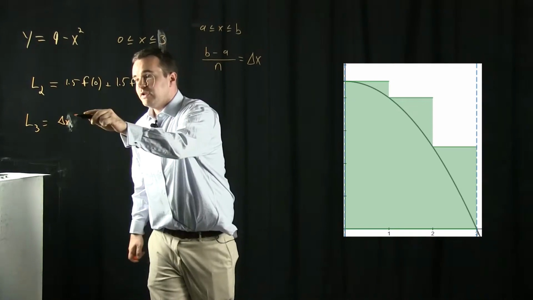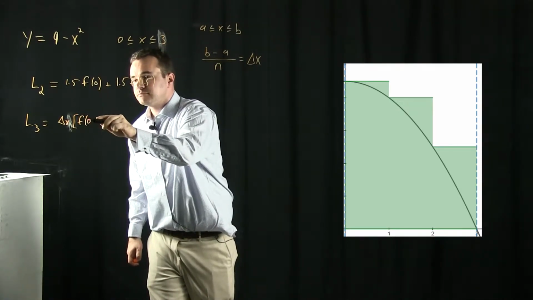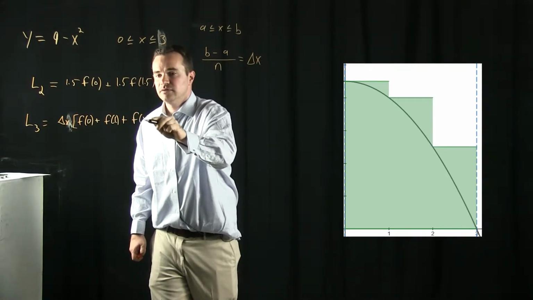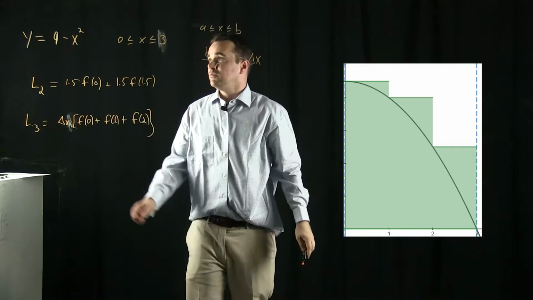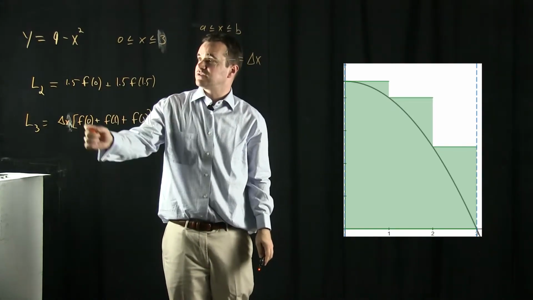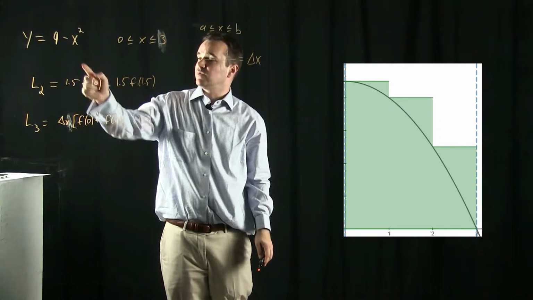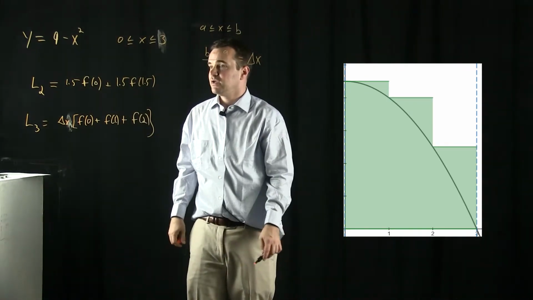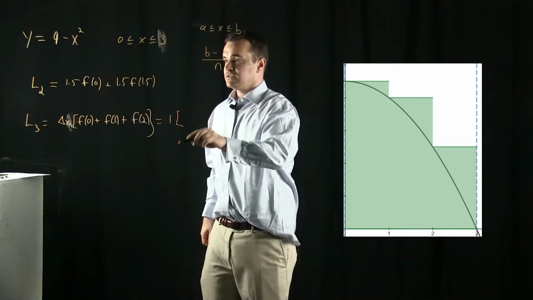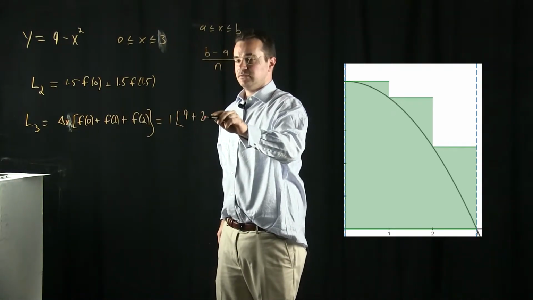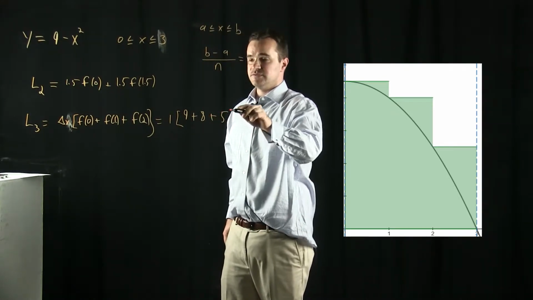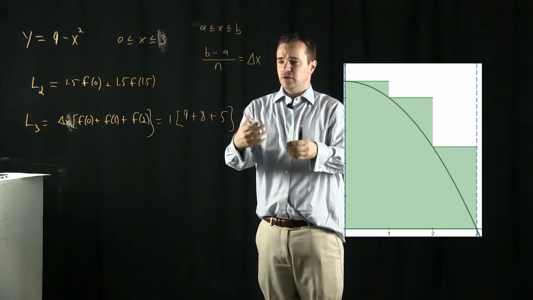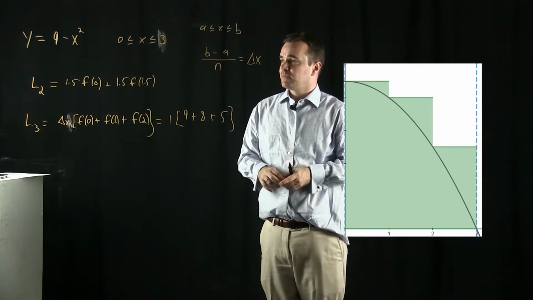So that would be equal to 1, and then I'd have f of 0 plus f of 1 plus f of 2. Remember, f is equal to 9 minus x squared, so I'm getting 9, and then 9 minus 1 squared is 8. 9 minus 2 squared, that's 9 minus 4, that would be 5. So this would actually be 1 times 9 plus 8 plus 5. That would be the approximate area under the curve using 3 intervals.